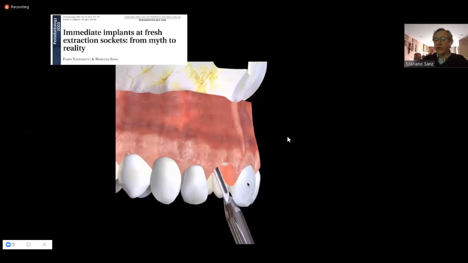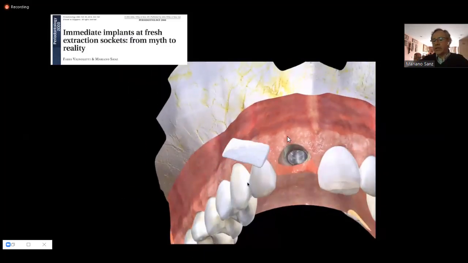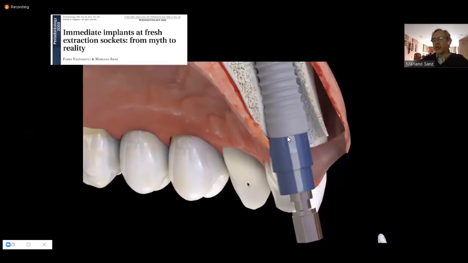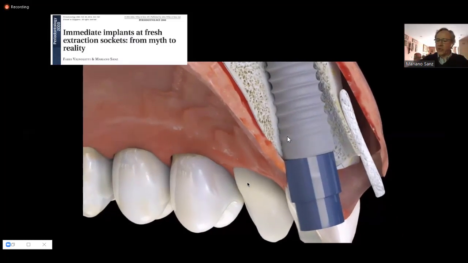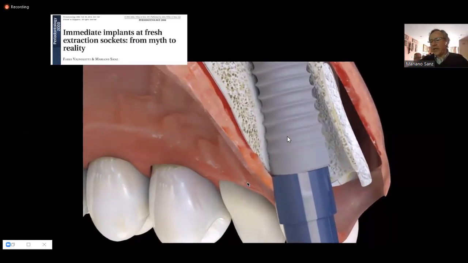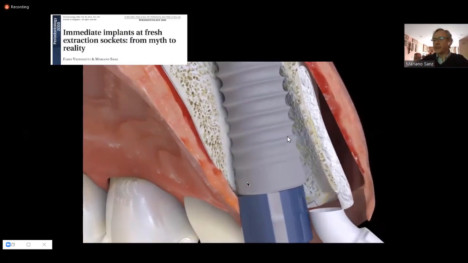Once we have placed our implant in the right position, we are going to do this envelope flap, and we are going to place the matrix in such a way that it will withstand the lateral pressure of the suture. And this is going to be done also in combination with the placement of the provisional implant restoration.